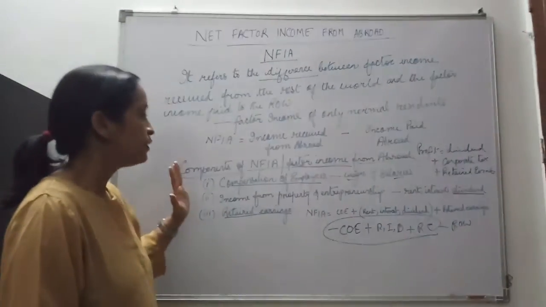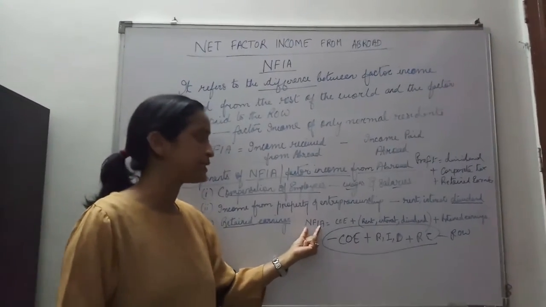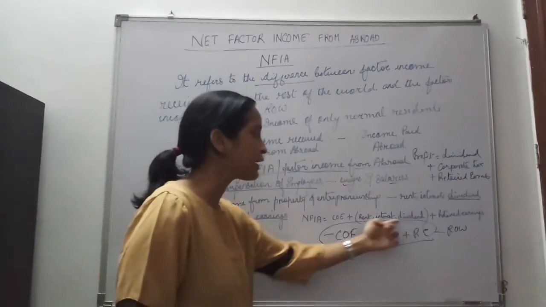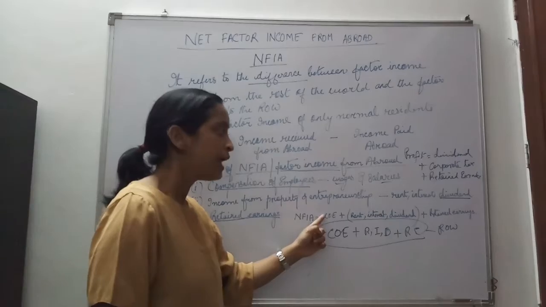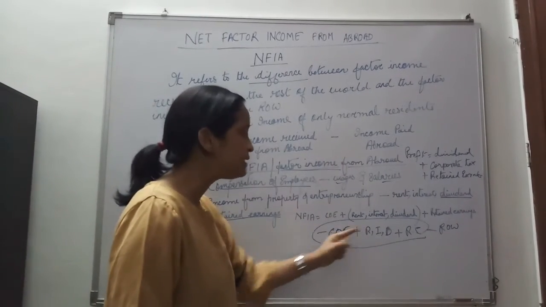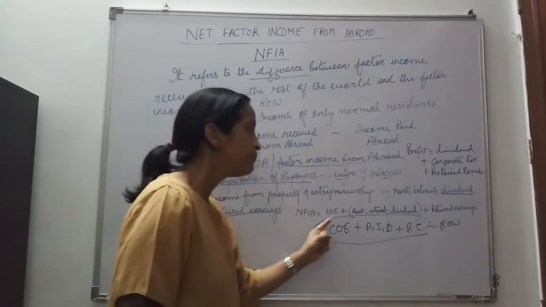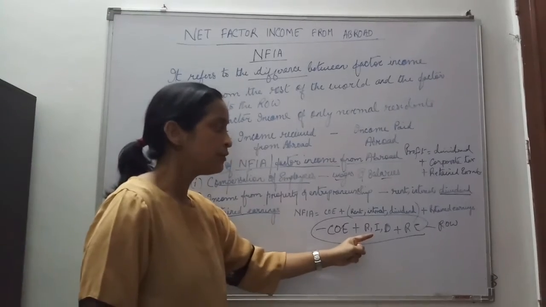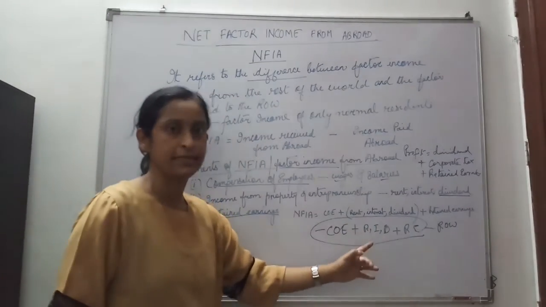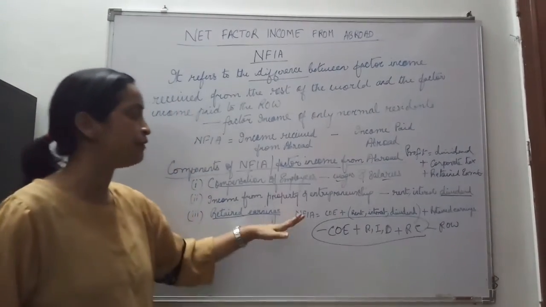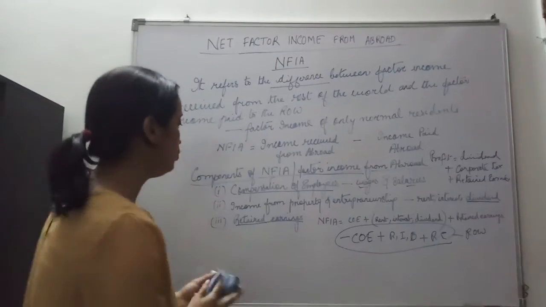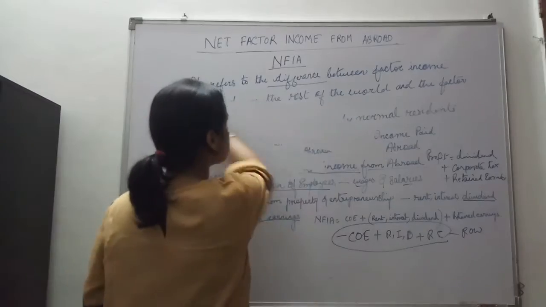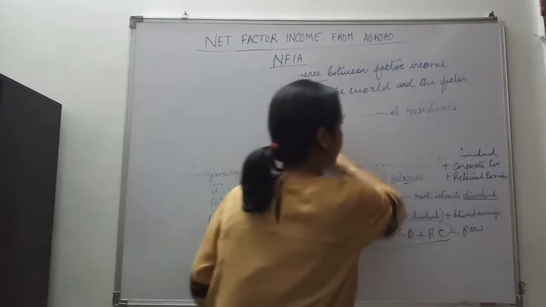We know that NFIA is the difference of the various factor incomes that our normal residents earn abroad minus the various factor incomes that the non-residents earn from India. So we take a difference of this and we get NFIA. Now next, moving to significance. What is the importance of NFIA?